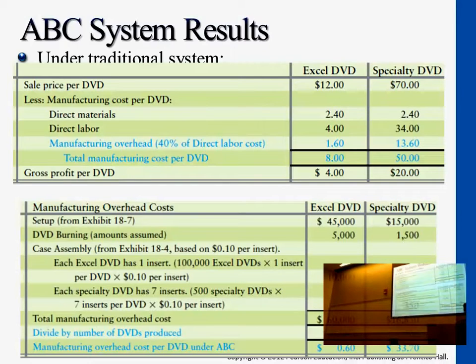Okay, so the unit cost here for each of these, if we add them together, 60 cents for Excel. What about unit cost for specialty ones? 33.70. 33 dollars, 70 cents. So is this the same as what we covered earlier? What was the cost for the beginning ones? If we use last chapter's method, the traditional method instead of ABC, we will be getting $8 cost per DVD for Excel, right? And the other one is $50, right?